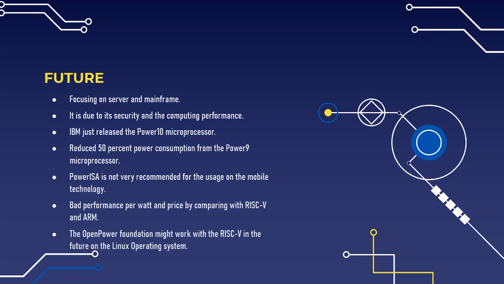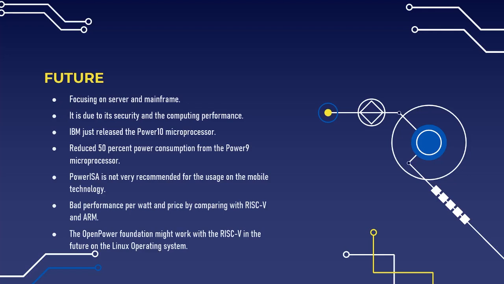Moreover, IBM just released the Power10 microprocessor recently, which has reduced power consumption by 50% from the Power9 microprocessor. However, the Power ISA is not very recommended for use in the mobile technology industry since it has bad performance per watt and price compared to RISC-V and ARM architecture.